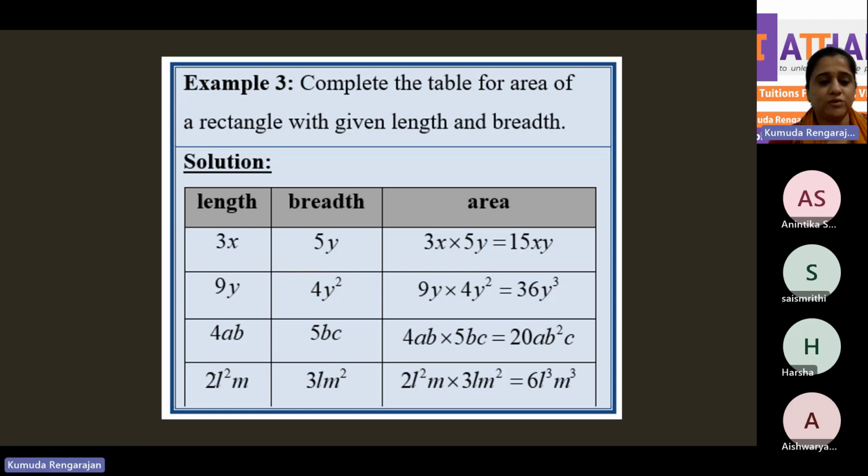So I'll just do the last one for you. So 2 into 3 is 6. L square into L. It's not 1, children. It's not 31. It's 3L. So L square into L: L to the power 2 plus 1, 3. L cubed. M into M square: 1 plus 2, 3. There's 1 here. 1 plus 2, 3.